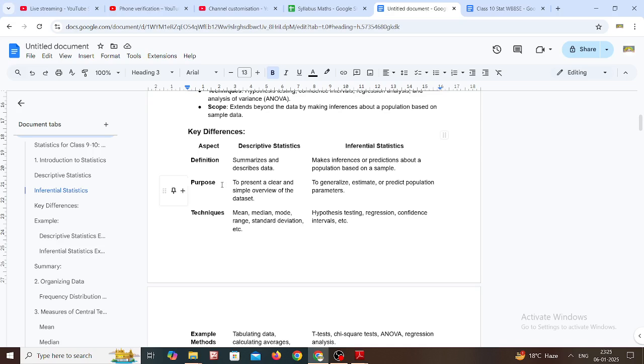What is the purpose of both statistics? Descriptive statistics presents a clear and simple overview of a dataset. Inferential statistics generalizes, estimates, or predicts population parameters. Techniques that we use are mean, mode, median, standard deviation, ranges, interquartile ranges, etc. Inferential statistics involves techniques like hypothesis testing, regression, confidence intervals, etc.